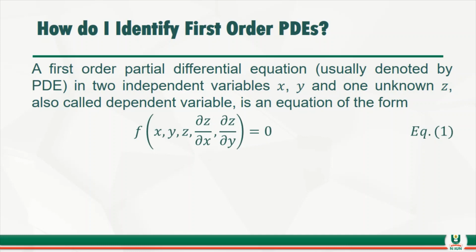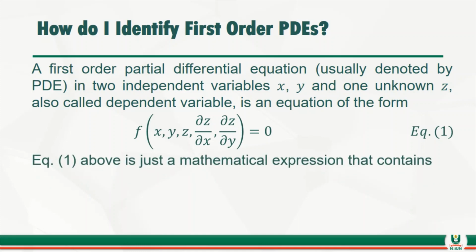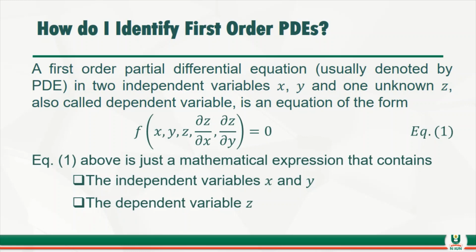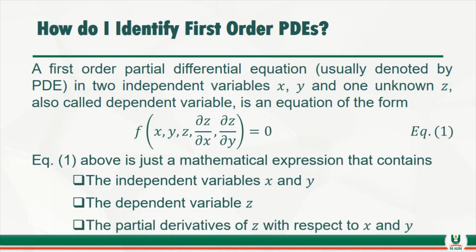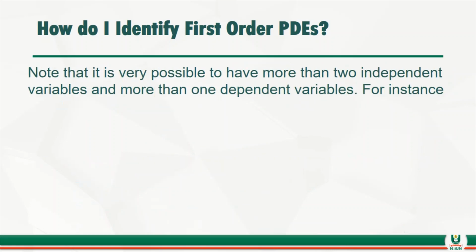But there are 3 things we need to notice now. Number 1, the equation above is just like a mathematical expression, but it contains the most important facts. Fact number 1, the independent variables x and y. Fact number 2, it contains the dependent variable z. Fact number 3, it contains the partial derivative of z with respect to x and y. Those are the very important things that we must look for whenever we want to identify any first order PDEs.